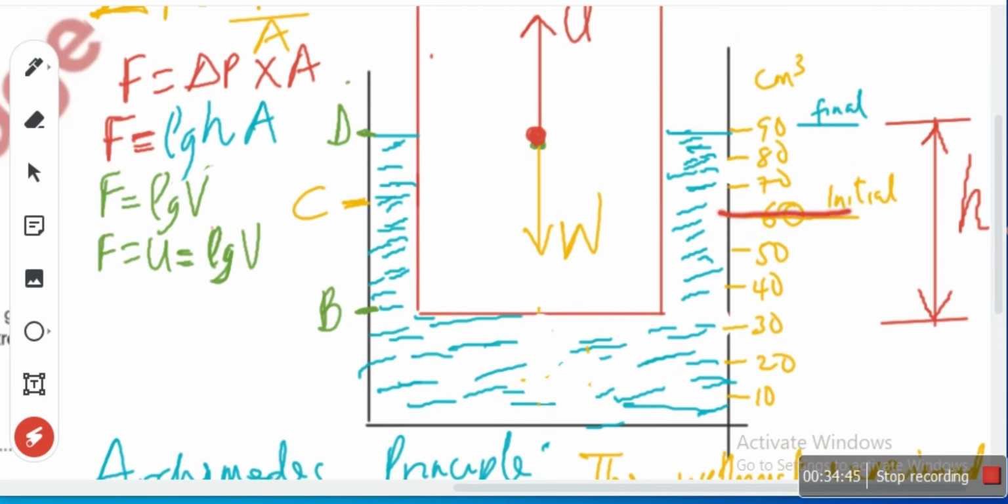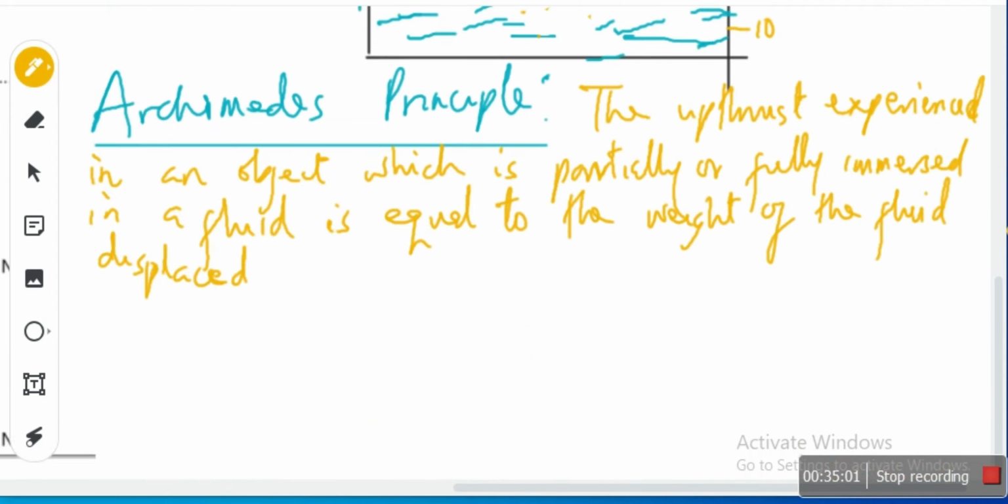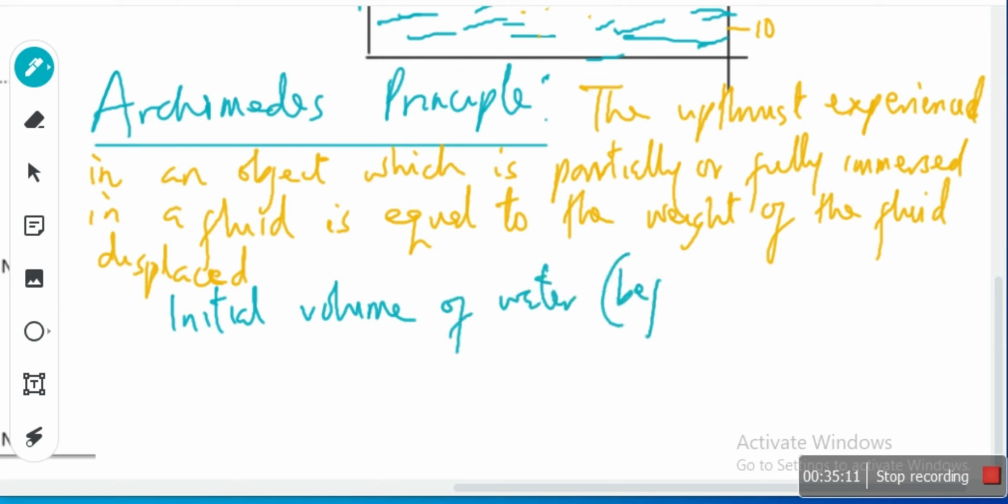Okay. What was the initial volume of this thing before we immersed this object? 60 centimeter cube. What's the final volume? 90. What's the volume of water displaced? 30. Now, for this example I have above, let me just do a simple analysis. Initial volume of water, that's before immersion, before the solid was immersed, right? So I could just say before immersion, 60 cm cube. Are you ready for that?